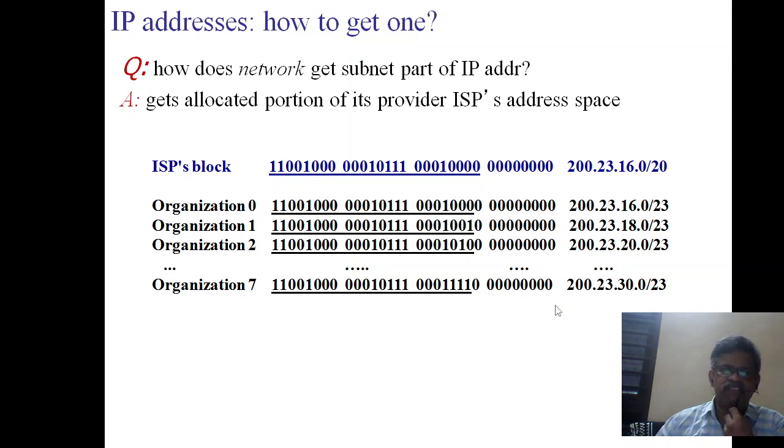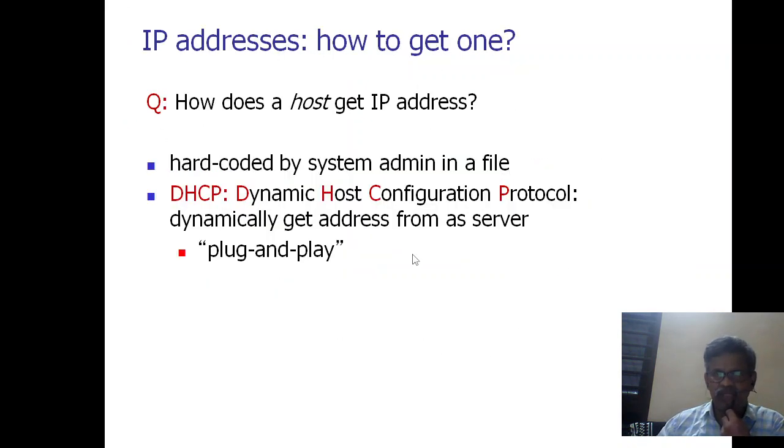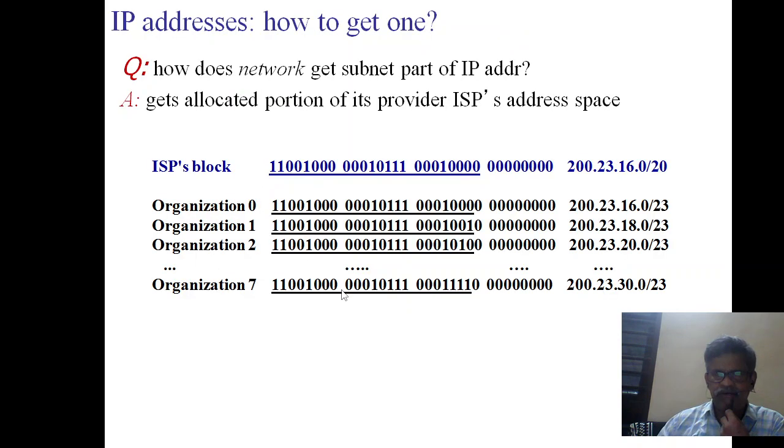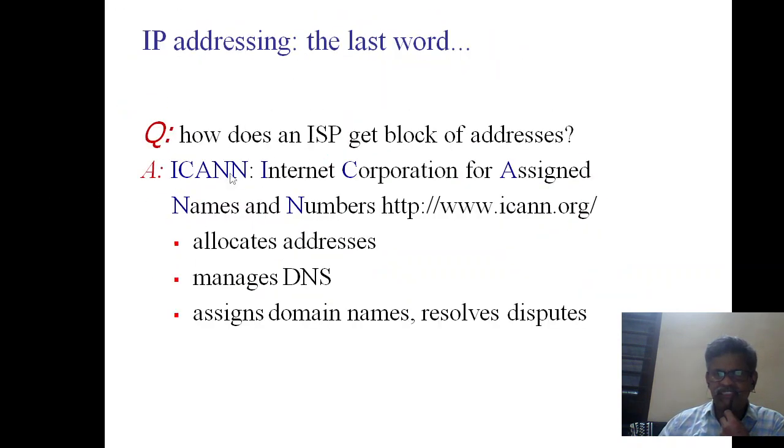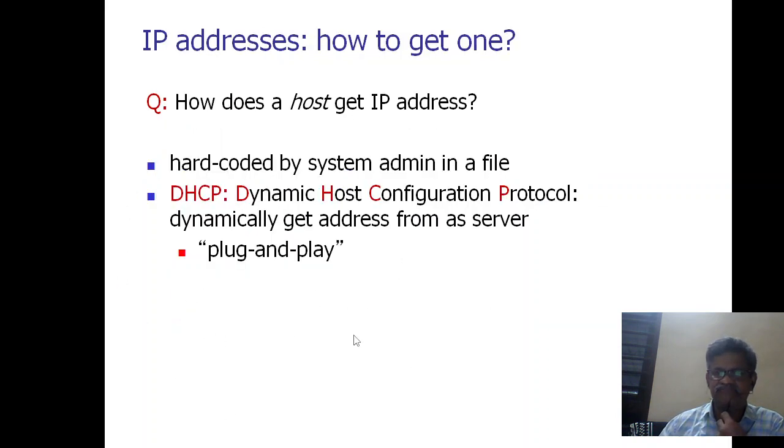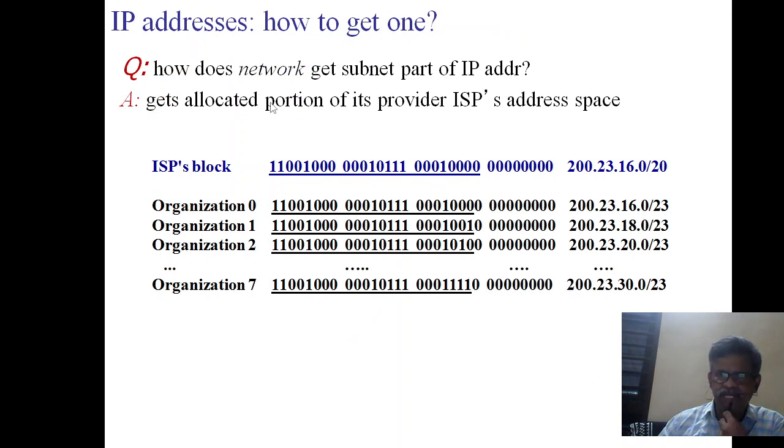The ISP has an address space which it gets from another organization, and that organization is ICANN, the Internet Corporation for Assigned Names and Numbers. So the ISP gets a block of addresses from ICANN. They allocate addresses, manage DNS, and assign domain names. This ISP now gets a block of addresses from which the user will get a particular address. This organization has been given addresses from the ISP.